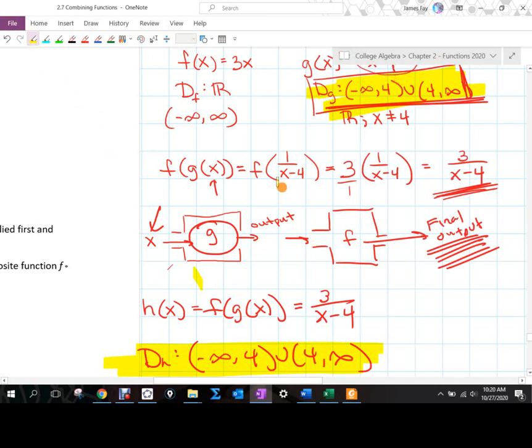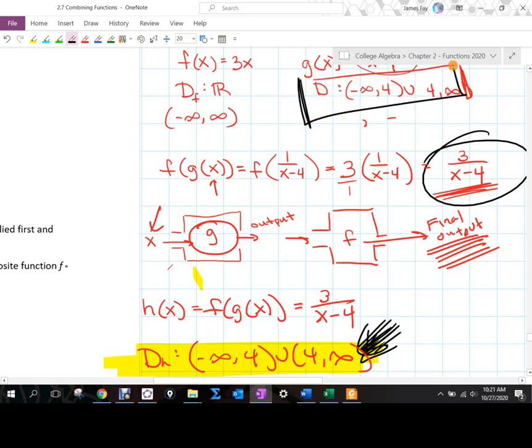Okay. Now, those two things that I highlighted, they won't always be identical. There might be something extra that needs to be kicked out of here, depending on what that looks like. But this domain down here of h will at least start with that.